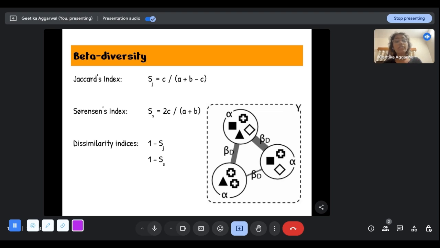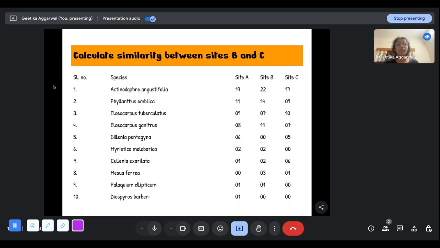And for Sorensen's index, what you do is 2c divided by a plus b, which is twice the number of common species divided by a plus b, which is the total number of species in the two areas. Counting the common species twice, actually. And when you look at the dissimilarity indices, you basically just subtract both of the similarity indices from one, and you get the dissimilarity between these two areas.